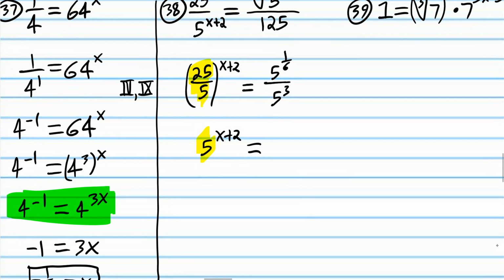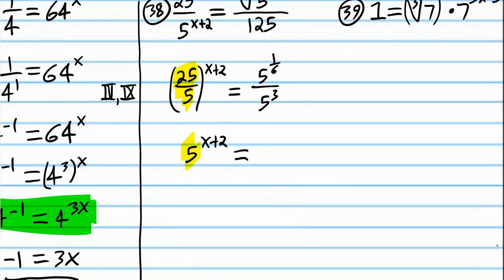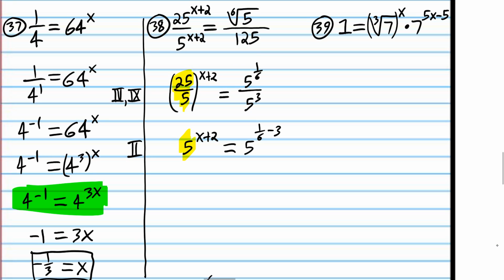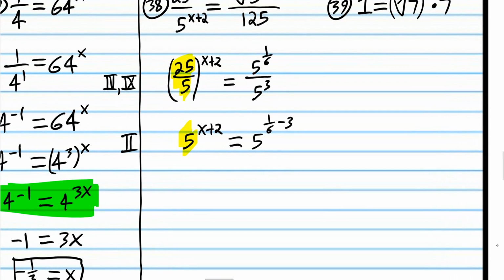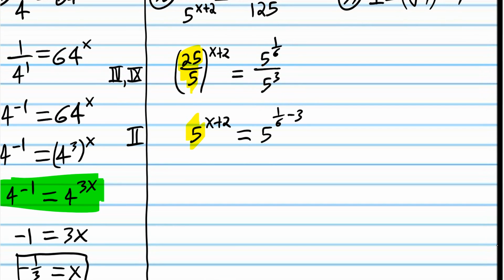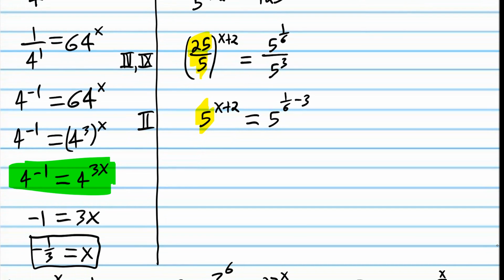And we're going to use rule number 2, because we're going to subtract those powers, and we get 5 to the 1/6 minus 3. Subtract those exponents, that is. We have the same base, powers with the same base, subtract the exponents. And then we get 5 to the x plus 2 is equal to 1/6 minus 3. That's going to be negative 17 over 6.